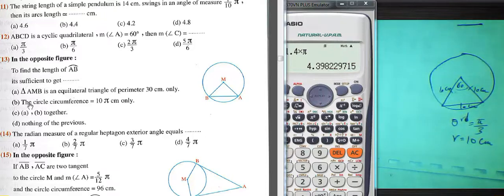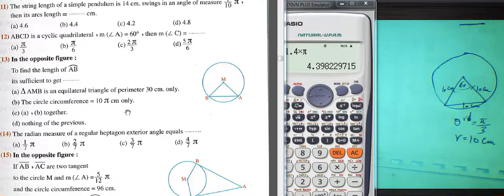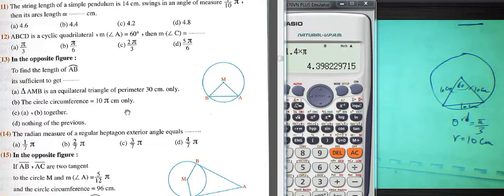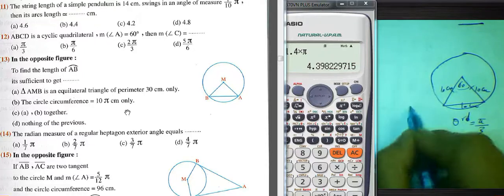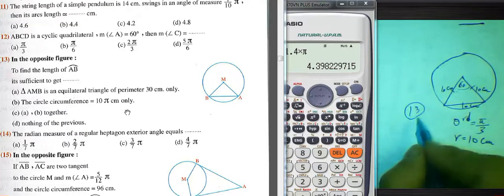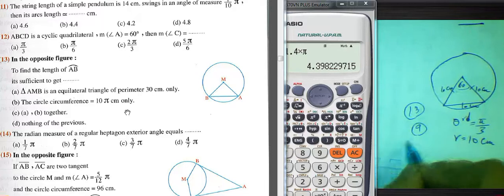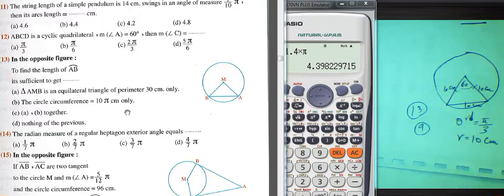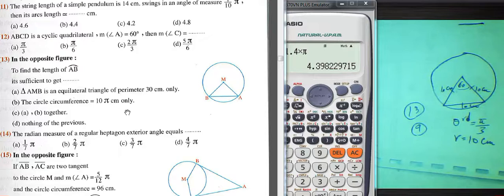Letter B: the circle circumference is 10 pi only? No, we can't find the length of AB from this information. So the solution will be letter A. About question 13, you will choose letter A because it's an equilateral triangle with perimeter 30 centimeters.